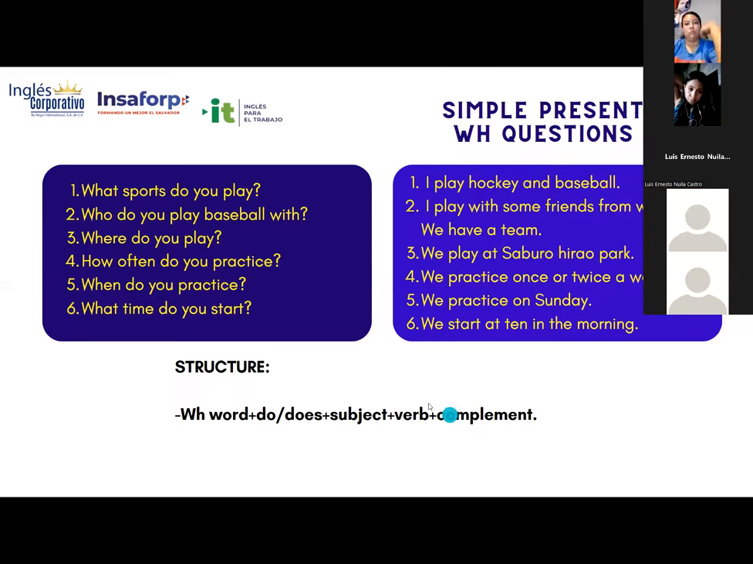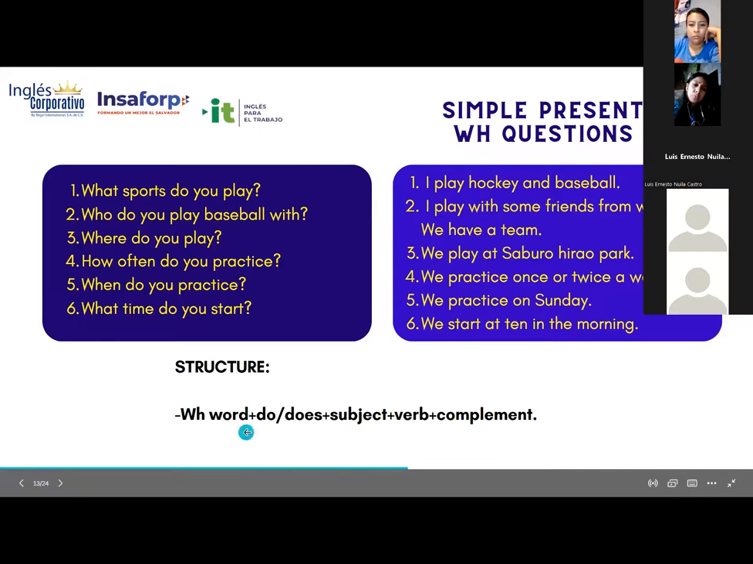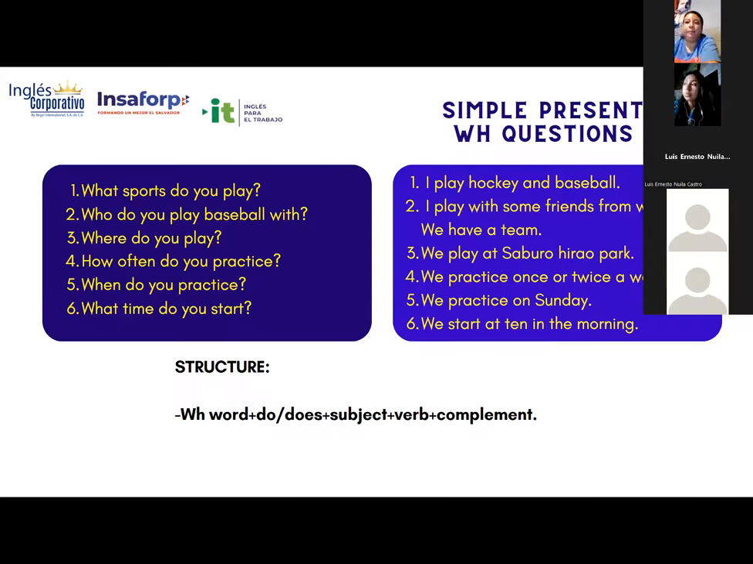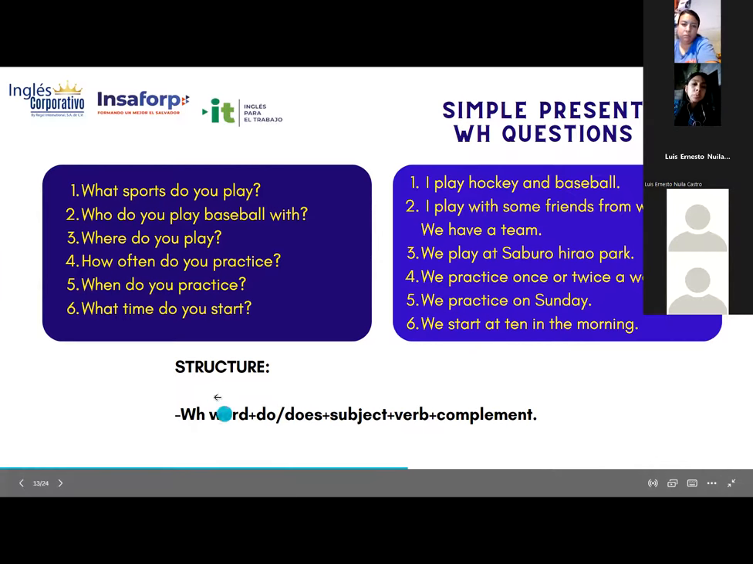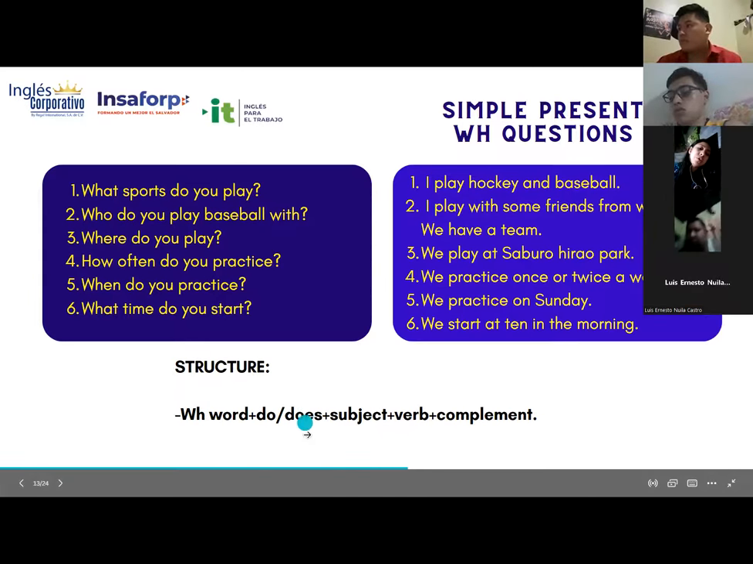Do you have questions? And we have the structure. WH word plus do or does. It depends on the subject. Depende del sujeto. That's why I was asking you in the previous practice, right? What does Tania do at work? Porque estábamos hablando de she. So what does Tania, subject, do, verb, base form, no cambia porque llevamos el auxiliar, complement.